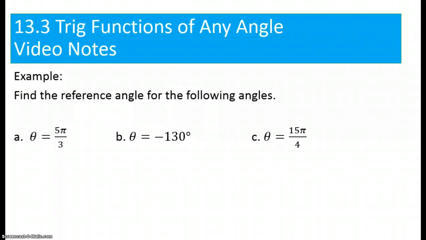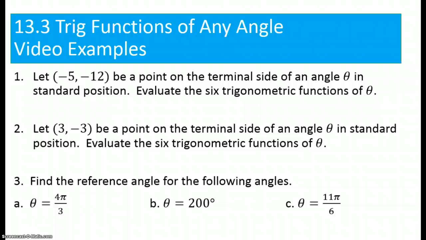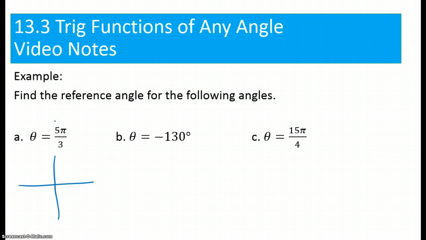So here we go. Find the reference angle for the following angles. I have the angle 5 pi over 3. Well, first let's draw 5 pi over 3. Sorry, the computer's crazy. Here we go. 5 pi over 3. So where is that angle? Well, we know this would be 3 pi over 3, or pi, plus another pi, because this is 2/3 pi. So that puts us down here in quadrant 4. This angle right here, 5 pi over 3.